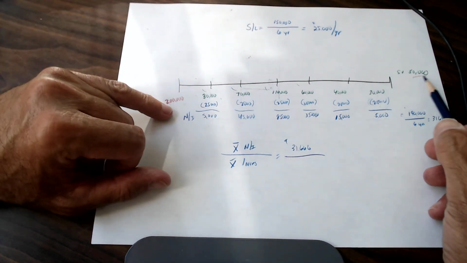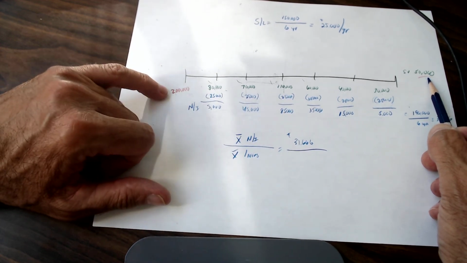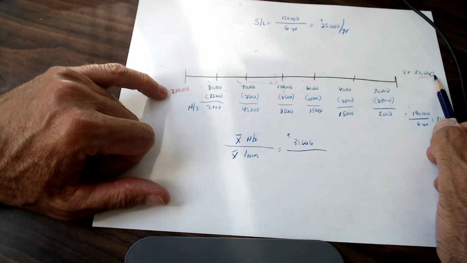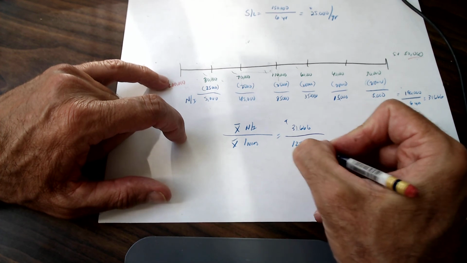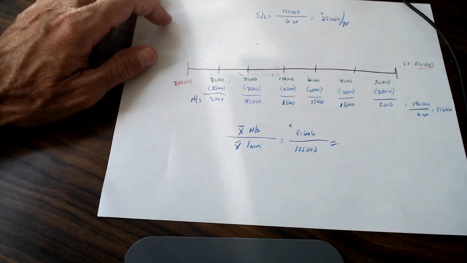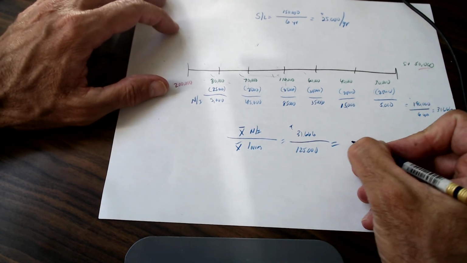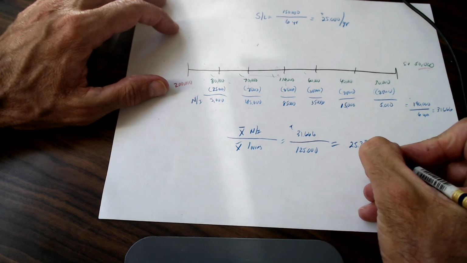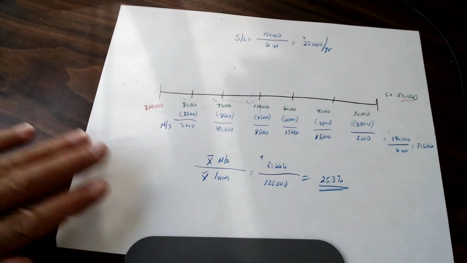What's my average investment? What's the midpoint between the 200,000 starting point and the 50,000 I'm going to get back? Well, add them together, divide by 2. 200 plus 50 is 250, divided by 2 is the average investment is 125,000. Looks like a rate of return of 25.3%. That is the accounting rate of return.